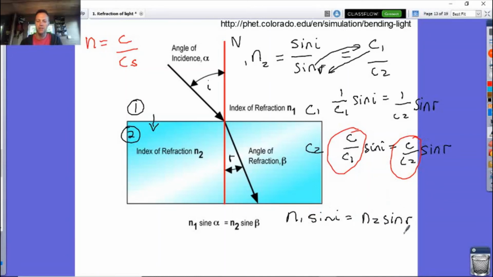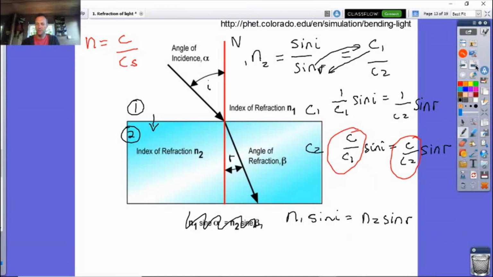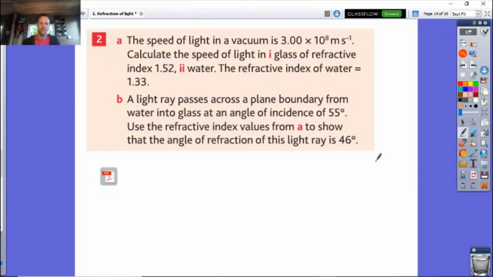You'll find it in your formula sheet, and don't worry whether they've written it differently there, it's a different notation. That is an absolutely critical equation, because that's the one you use all the way through refractive index. And basically that cracks 90% of all refraction questions. So this is the sort of thing they can ask you.